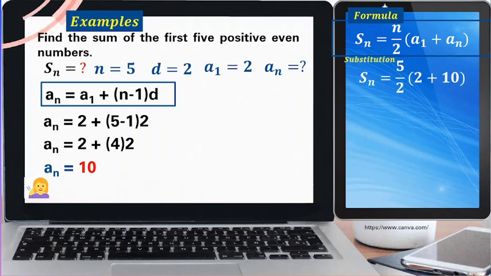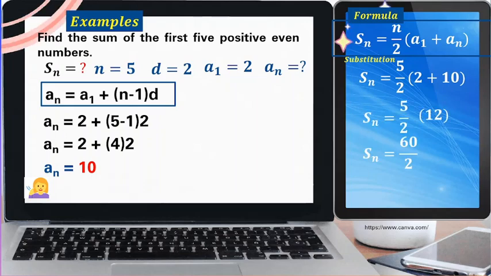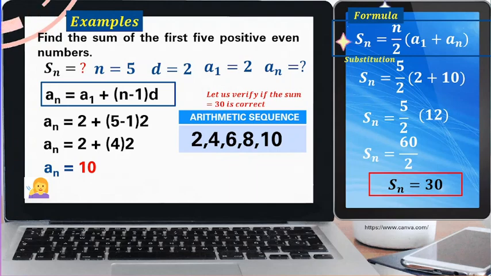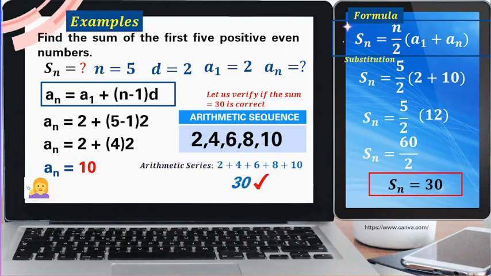Then substitute the value of A sub n, A sub 1, and n. So 5 times 12 is 60 divided by 2 is 30. So therefore, S sub n is 30. To verify, simply use a calculator, add these numbers to get 30.